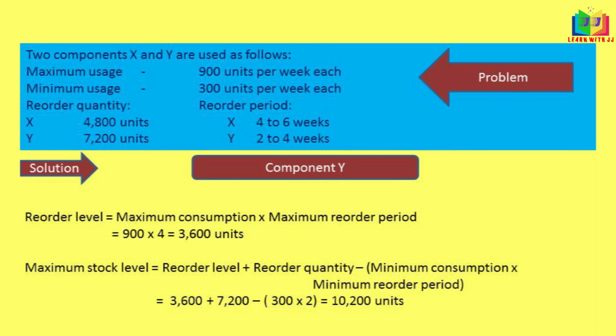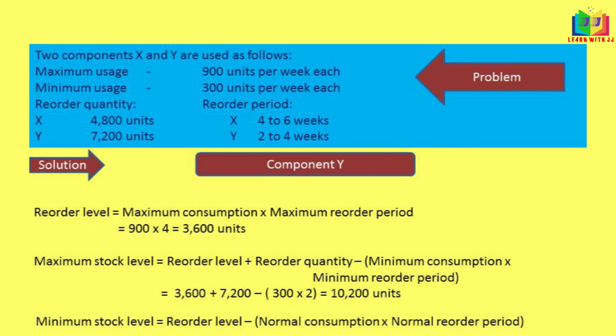And the next one is maximum stock level. The formula is reorder level plus reorder quantity minus minimum consumption into minimum reorder period. So we got 3600, that is the reorder level. I'll take that. And reorder quantity for Y is 7200, so we have to take that. And minimum consumption is 300, and minimum reorder period for Y is 2. So we'll get 10,200 units.